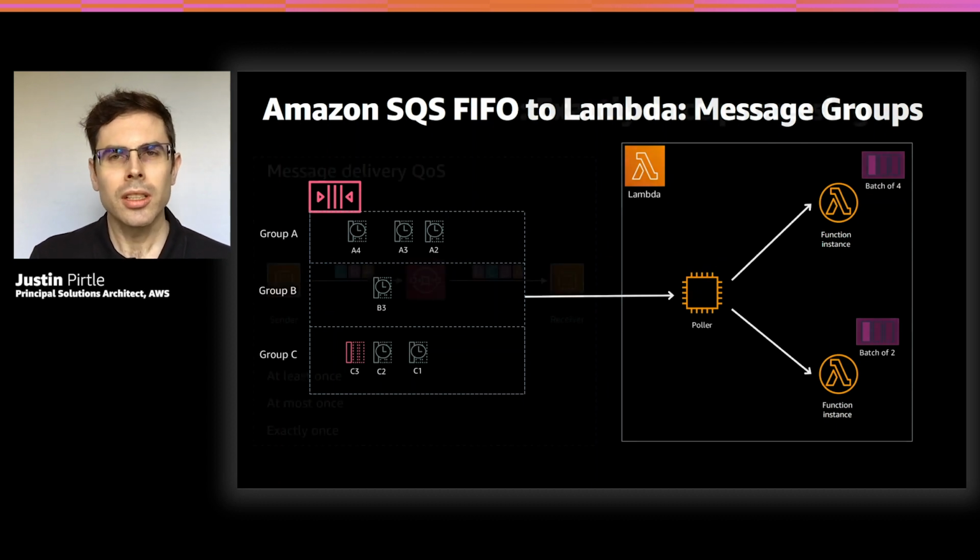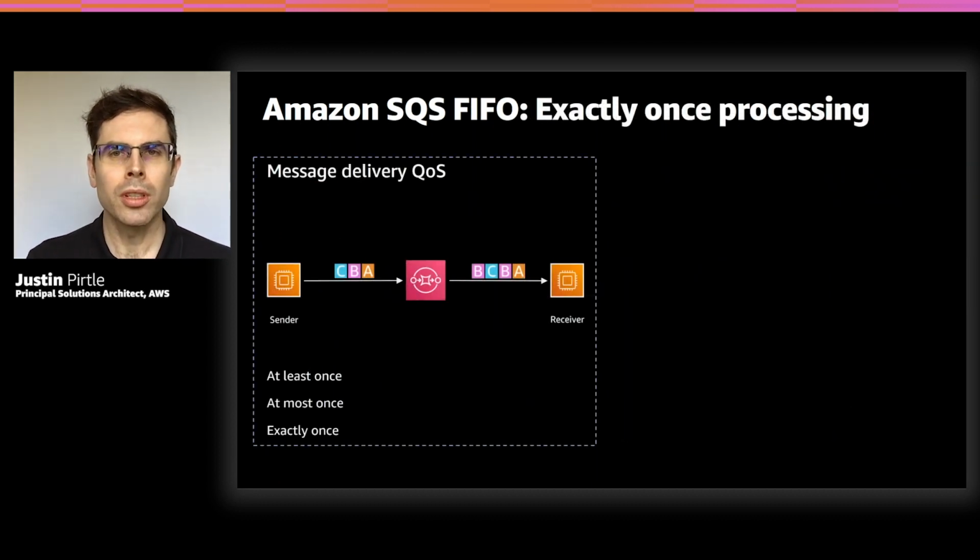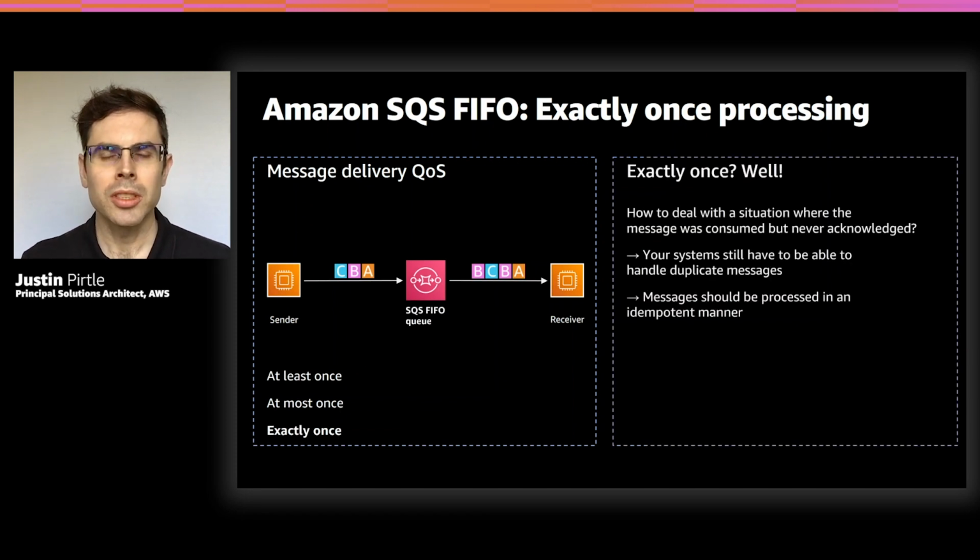So with this, that takes care of ordering, but it's important to think about delivery. And so we have this additional concept with the FIFO queues of exactly once delivery. And it's interesting, I say that SQS gives you the ability to have exactly once delivery, but the reason for this is it gives you the mechanism to implement it. It doesn't guarantee it by itself.